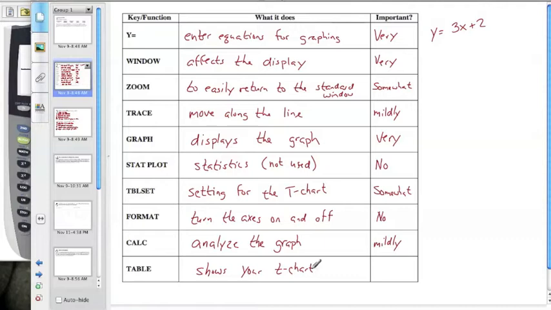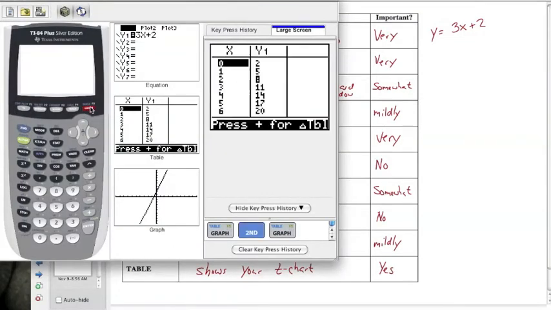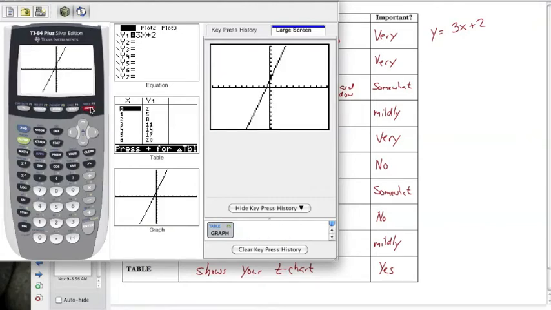And yeah, we'll say that that is an important one as well. So for instance, if I have this graph and I hit second table, you'll see that I have a t-chart, x values and y values. So yes, that's important as well. Okay, so moving on now.